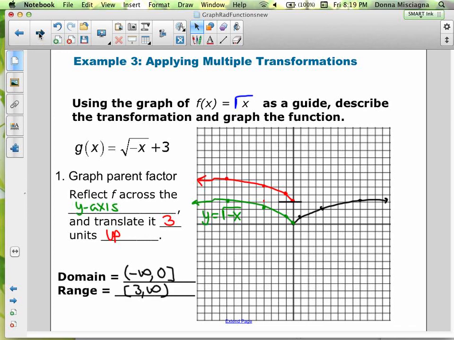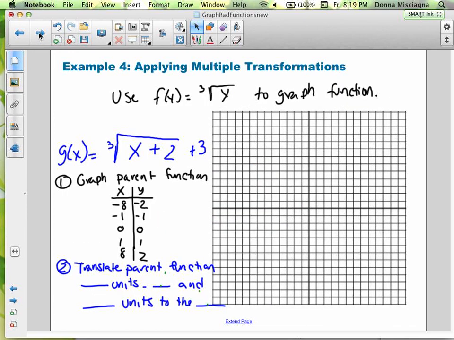Let's graph another one. All right, so here we're graphing the cube root of x plus 2, plus 3. The plus 3 is not under the radical, so that's going to be a vertical transformation. I did put a table of values there. You don't need a table of values for me. I think you could remember 5 points, but you certainly can write it down if you like.